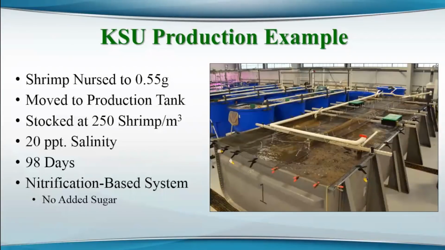And so now I'd like to discuss a specific example that we did here, one of our runs that we've got some pretty good data on, at least. During this particular run, we put shrimp in the nursery tanks that I described, and brought them up to about 1/2 gram. And then we moved them over to this tank, and they were stocked at 250 shrimp per cubic meter, so that's 5,000 shrimp in this tank.